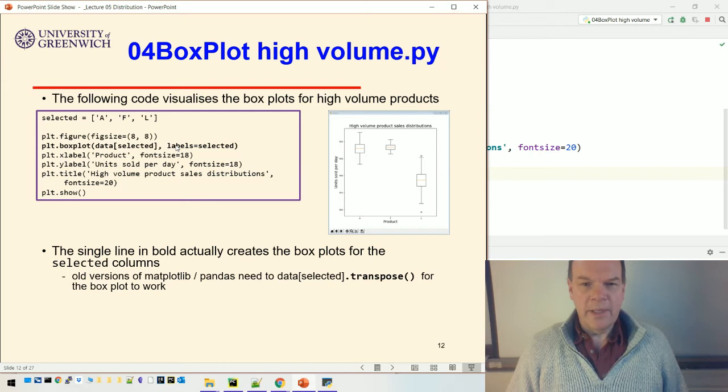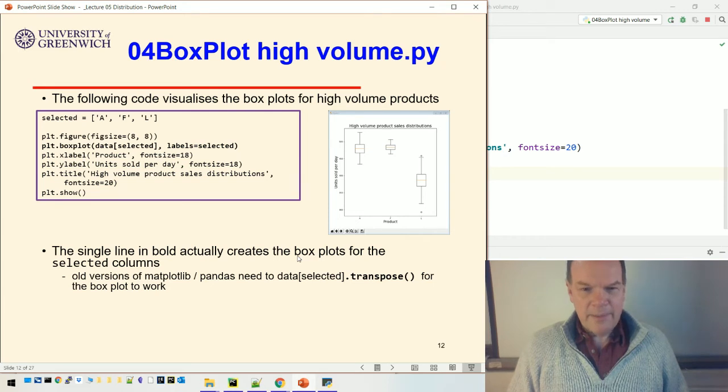Just a warning, in old versions of Matplotlib, including the first time I did these slides, you would need to have dot transpose for this to work. That doesn't seem to be the case anymore, but if you get any problems when you're doing this, particularly if it tells you that the length of the labels doesn't match the data, then you may need to update your Matplotlib or Pandas installations.